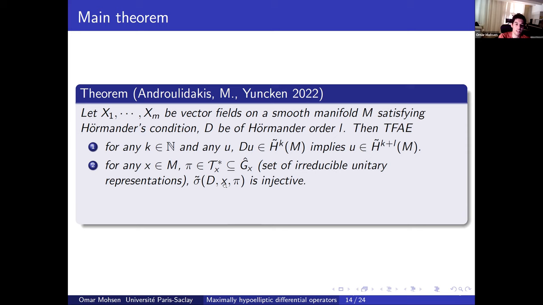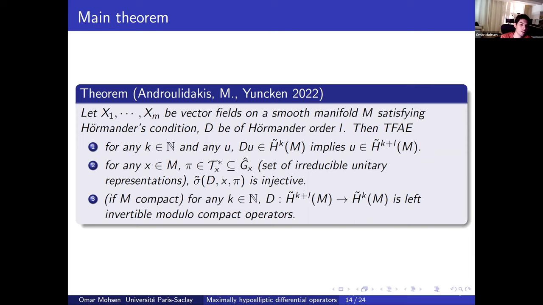Now I will remark something. This operator, the way we defined it, was a polynomial using the derivatives of the vector fields. So this is a linear map acting on smooth vectors, of course usually unbounded. And usually when people deal with unbounded operators, they take the closure of the graph and study this. Here in the theorem, you don't need to take the closure of the graph for injectivity. You only need to check it for smooth vectors. There is no need to take the closure of the graph. And of course, if M is compact, then 1 and 2 are equivalent to left invertibility.